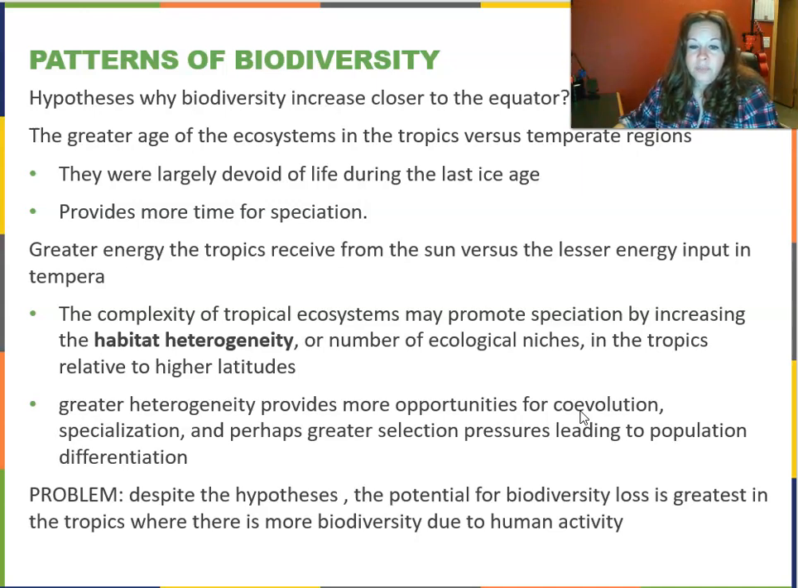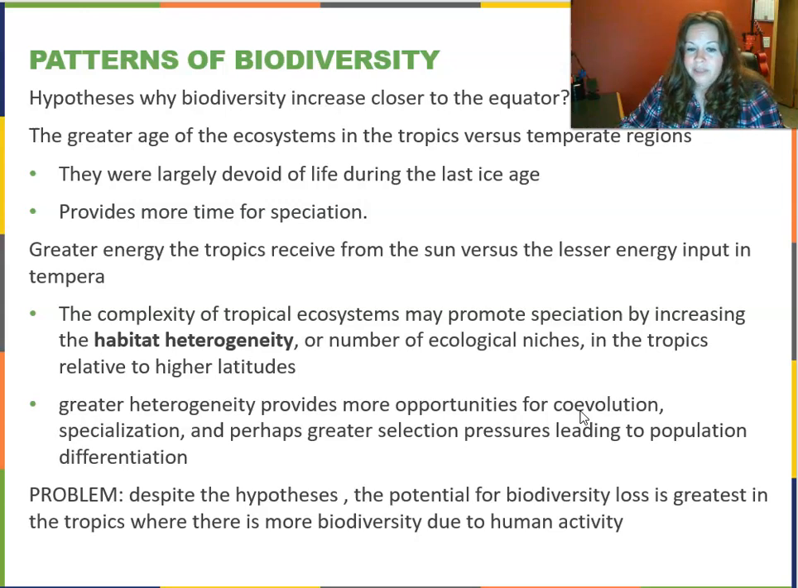The complexity of tropical ecosystems can promote speciation by increasing the habitat heterogeneity, or the number of ecological niches in the tropics relative to the higher latitudes. Greater heterogeneity provides more opportunities for coevolution between different species, specialization, and perhaps greater selection pressures leading to population differentiation. Populations tend to differentiate into different species, or speciation occurs much more readily there.